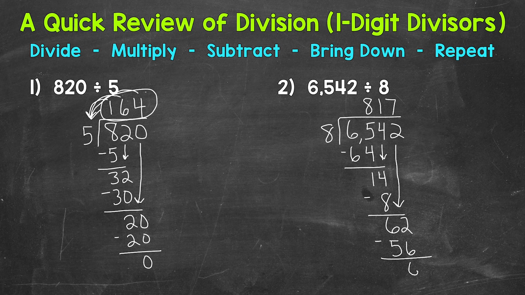Subtract, we get 6. Now we went all the way over to the ones place, so we do not have any more digits to bring down. We are done. This one did not work out perfectly like number one. We have a remainder, something left over. So that's 6 is our remainder. The final answer, 817, remainder 6.